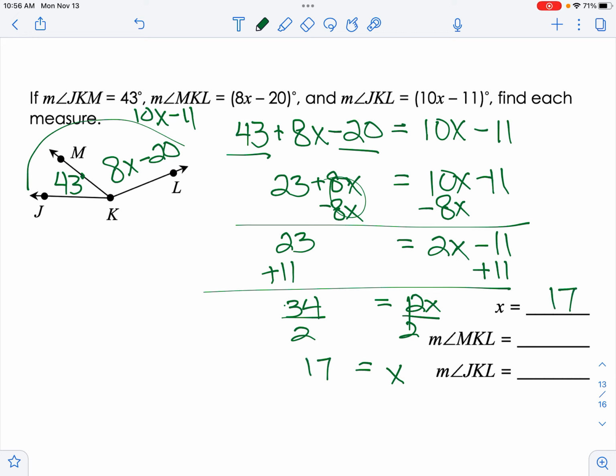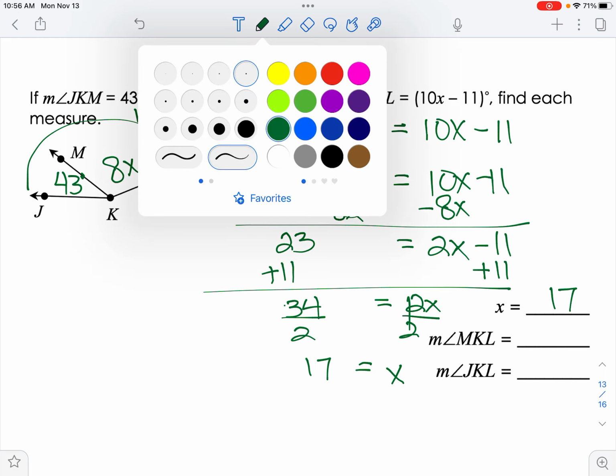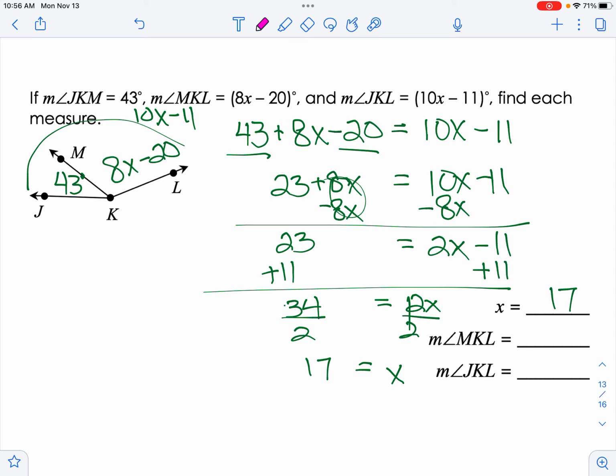Okay, so I'm going to write that over here. That's my x. Now they want us to find also MKL and JKL. So let's do that. MKL, it says, is 8x minus 20. So we're doing this one right here. 8 times 17 and then minus 20.